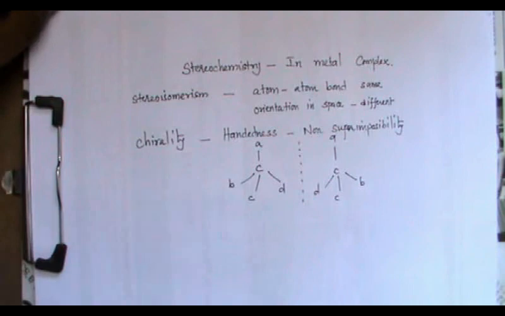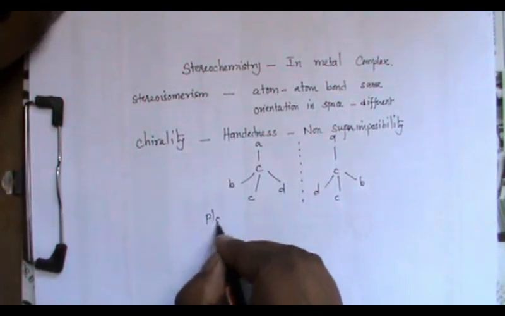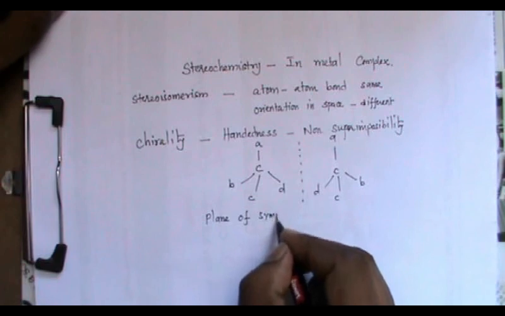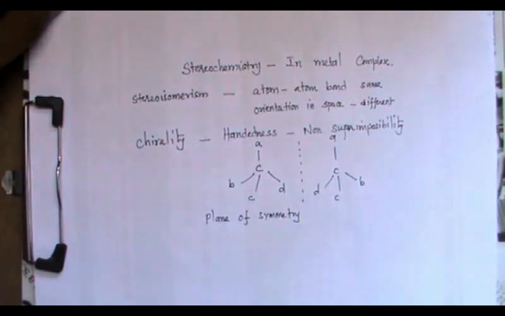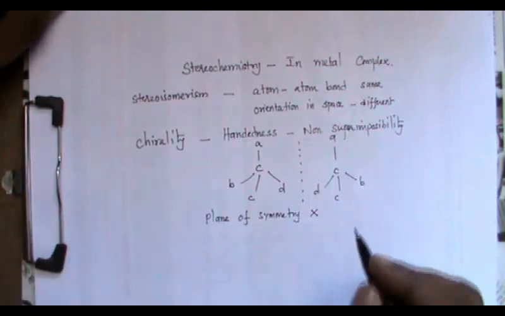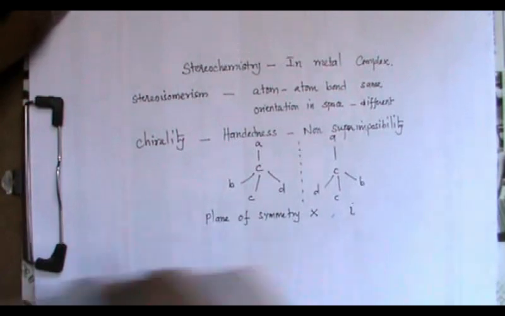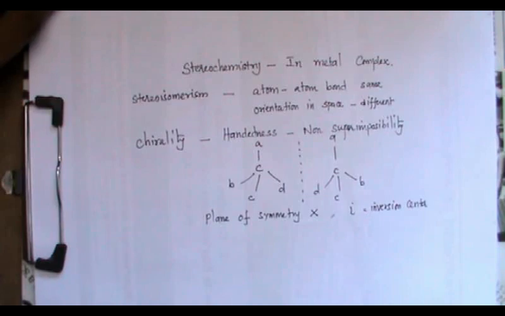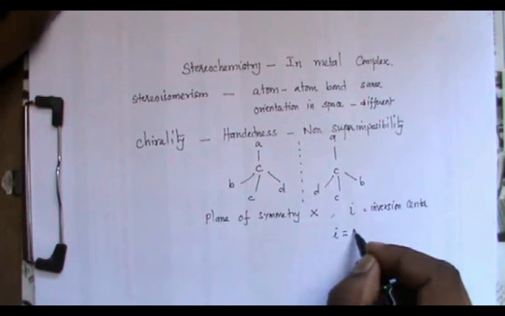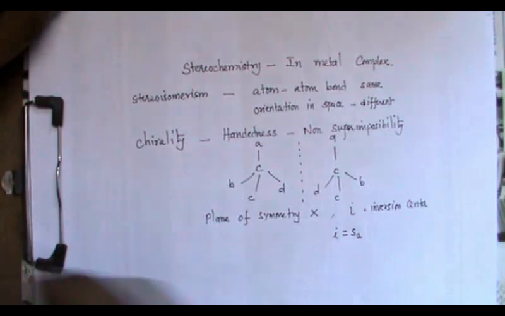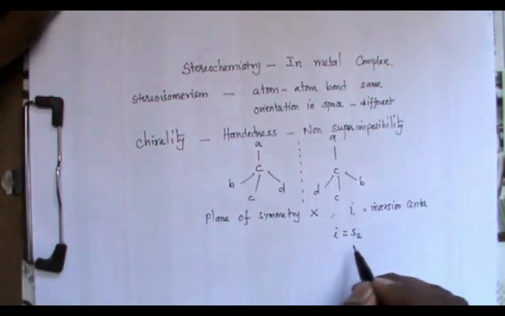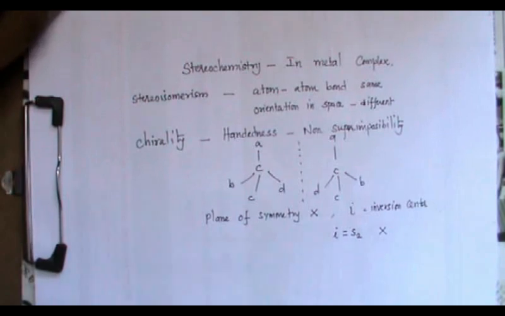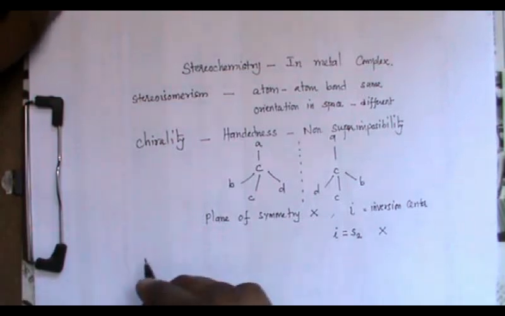Generally, to find out the chirality, we look for plane of symmetry. It is easy to find out the plane of symmetry. If it is absent, then the molecule will be chiral. In fact, we have to look for inversion center. In terms of improper axis of symmetry, i is equal to S2. So when plane of symmetry or inversion center, when these two are absent, that time the molecule will be optically active, that will be chiral. What do you mean by optical activity?